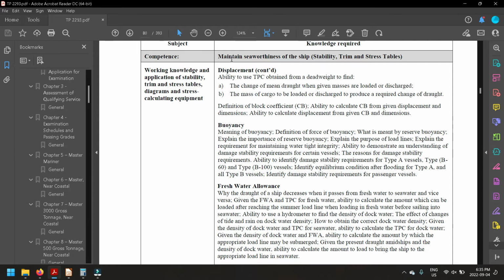What we're talking about today is more information about displacement and how to use tons per centimeter immersion, as well as theoretical understanding of what a block coefficient is.